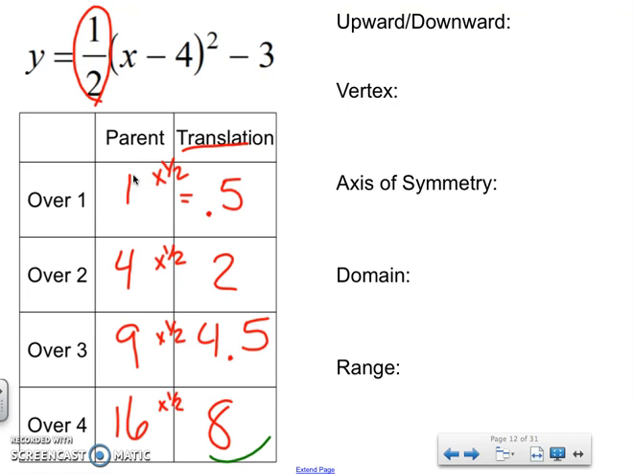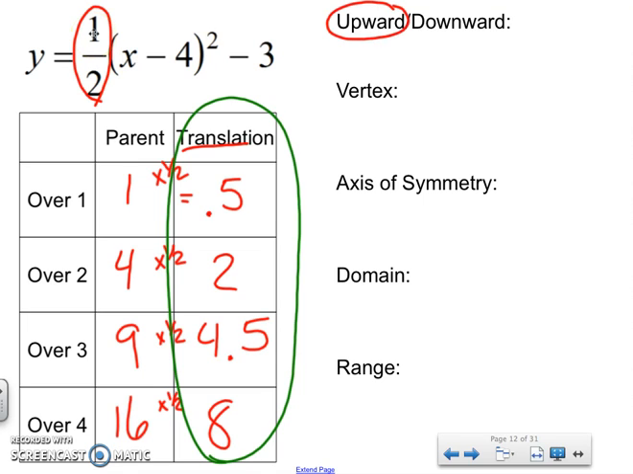So this is what I'm going to be using for my graph from now on, if there is a number outside of your parentheses. Okay? All right, but let's see if it's going to open up or down. It's going to open up because a is positive. So it's going to open up. So I would expect it to look something like this.